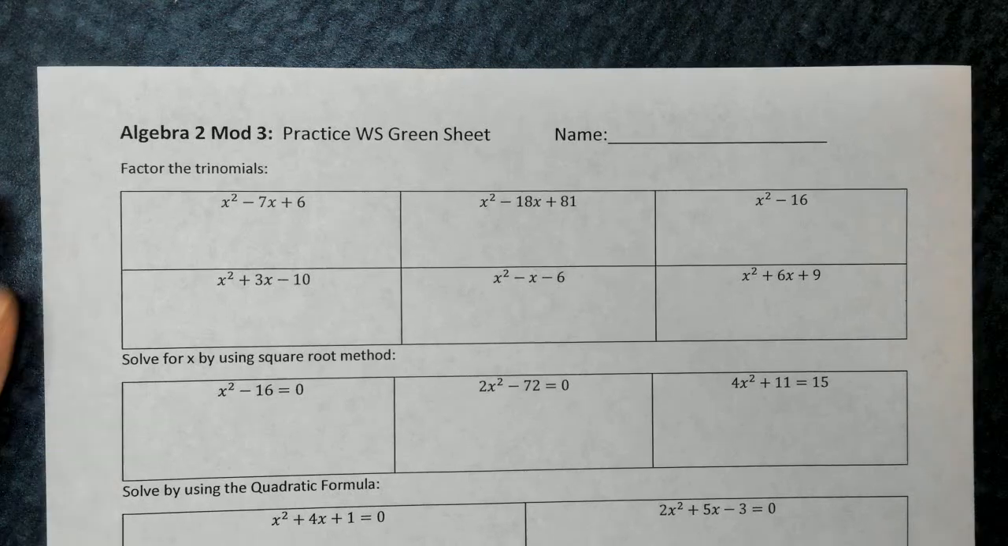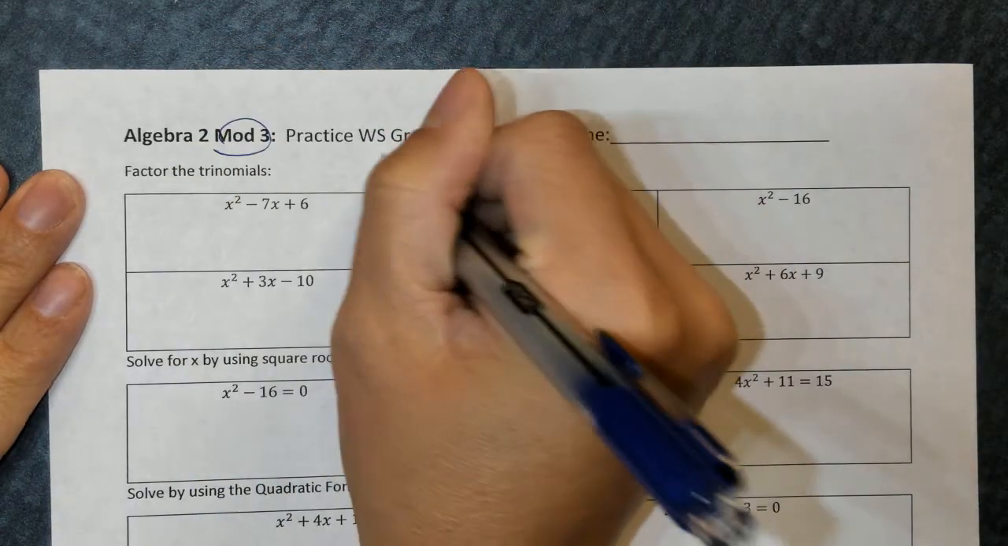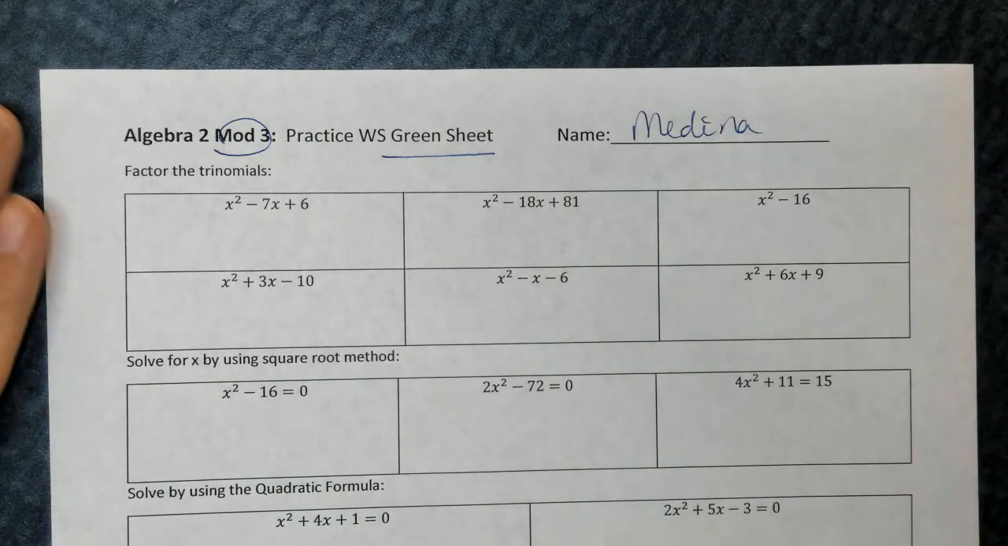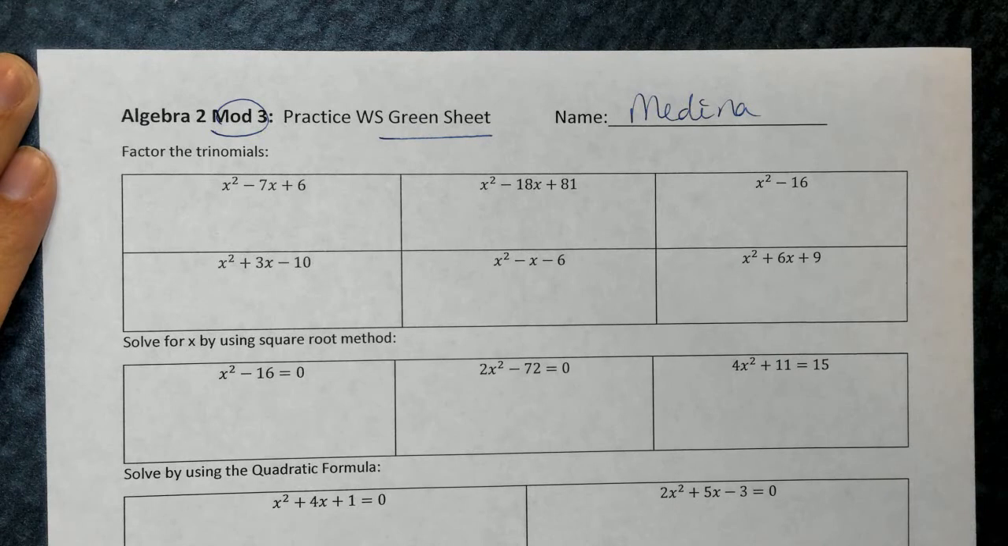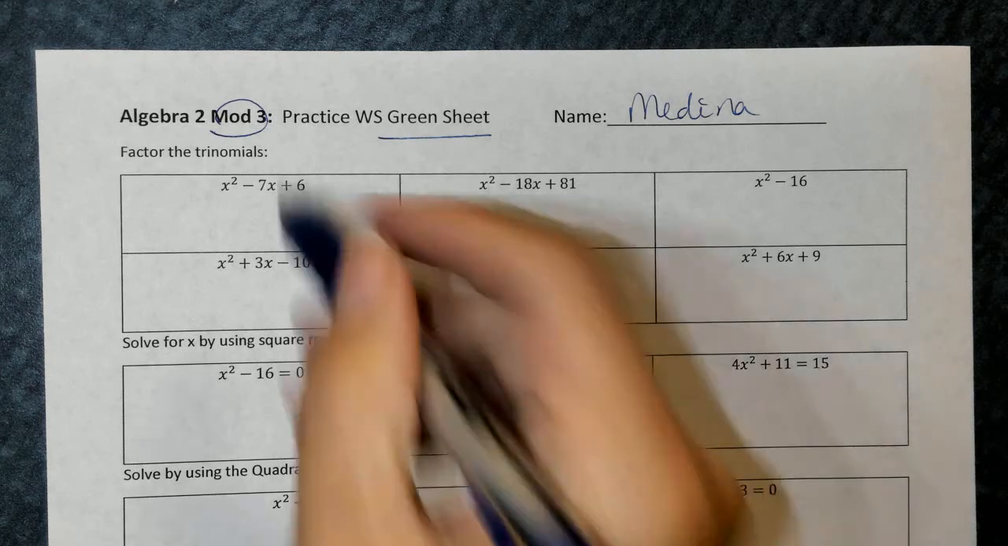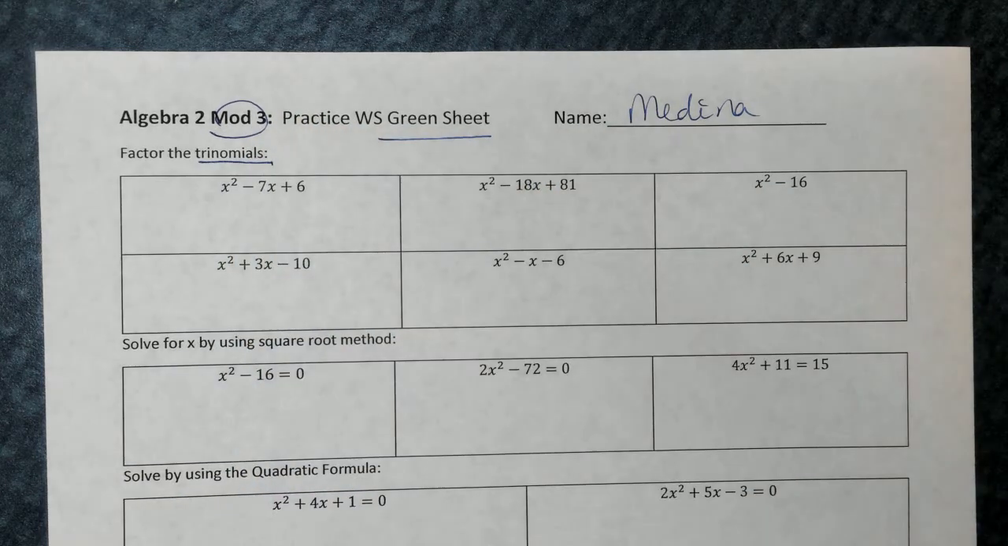Okay, let's go over this Module 3 green sheet. Like I said, it's going to be very useful for this Chapter 3, Module 3 that we're working on, and Module 4. We'll still be doing a lot of this. Okay, so the first thing we're going to do is factor trinomials, and I put some videos out for y'all, so they showed it just a little bit different.